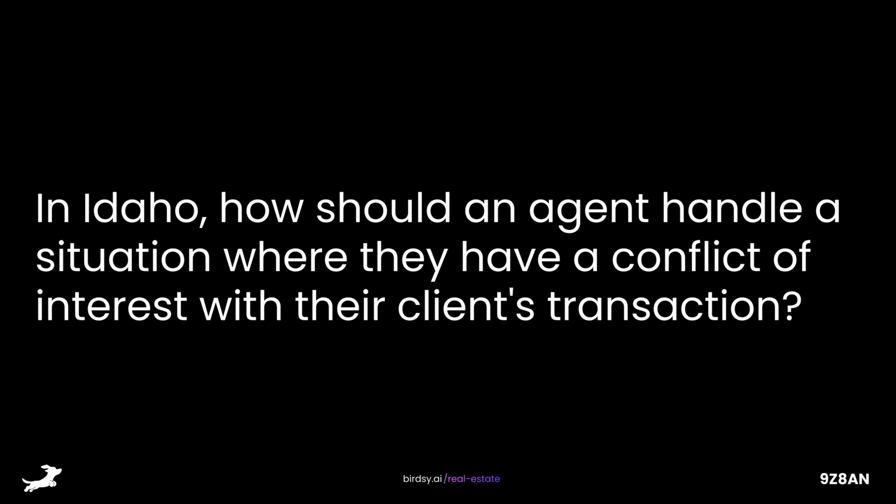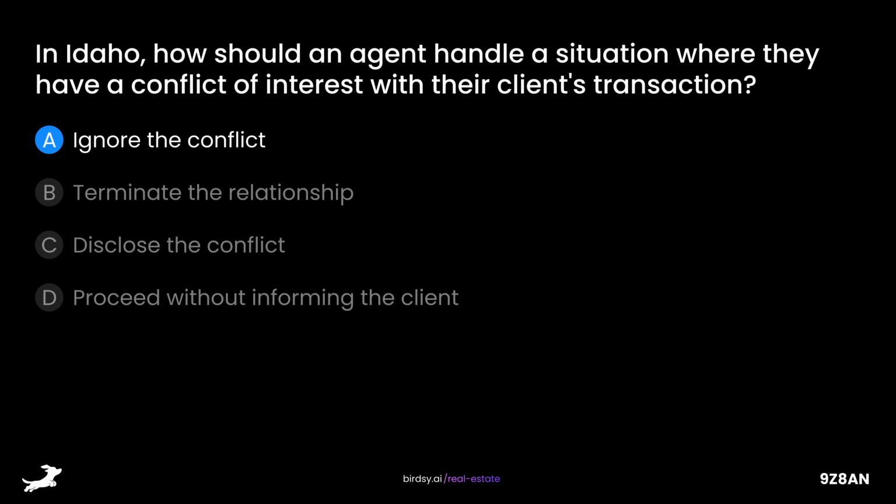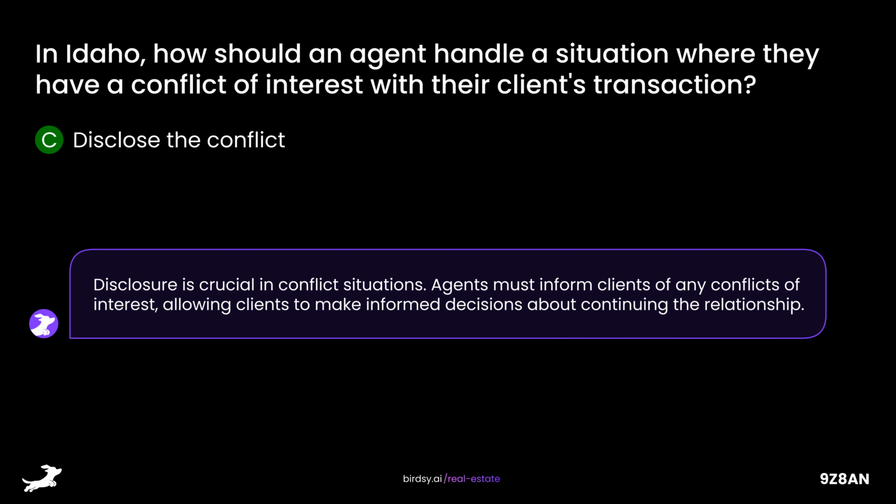In Idaho, how should an agent handle a situation where they have a conflict of interest with their client's transaction? Is it A. Ignore the conflict, B. Terminate the relationship, C. Disclose the conflict, or D. Proceed without informing the client? The answer is C. Disclose the conflict. Disclosure is crucial in conflict situations. Agents must inform clients of any conflicts of interest, allowing clients to make informed decisions about continuing the relationship.